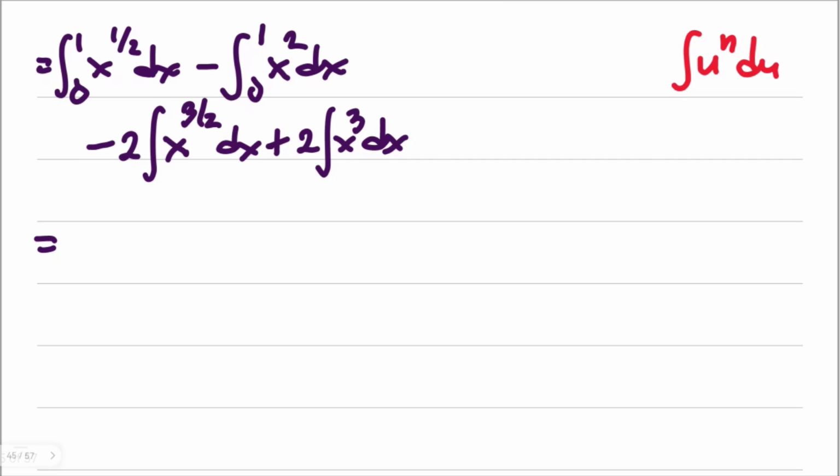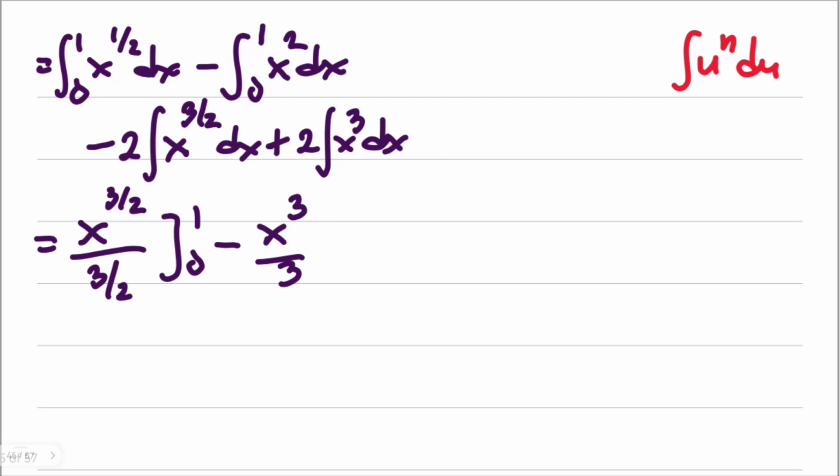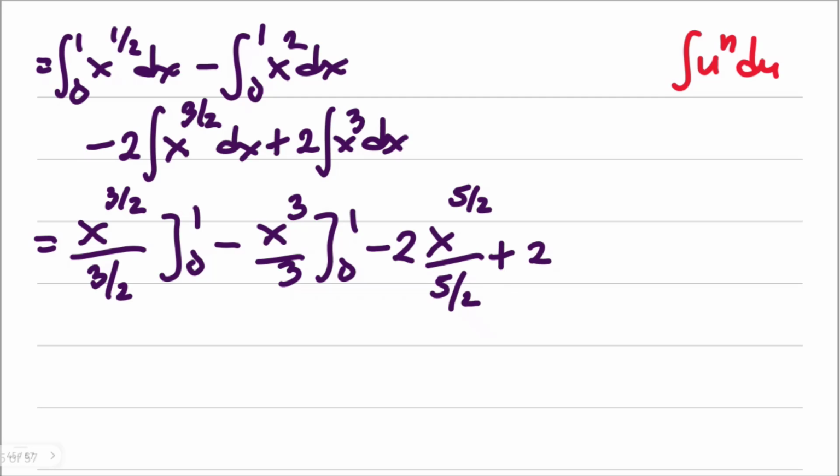So the integral of x to the power of 1/2 is obviously x to the power of plus 1, right? 3/2 over 3/2, 0 to 1. Then minus x cubed over 3, 0 to 1. Minus 2, take note, you have here 5/2 over 5/2, plus 2 x to the power of 4 over 4. Forgot right here, sorry for this, because we still need to apply here 0 to 1, and again plus 2x to the power of 4 over 4, 0 to 1.